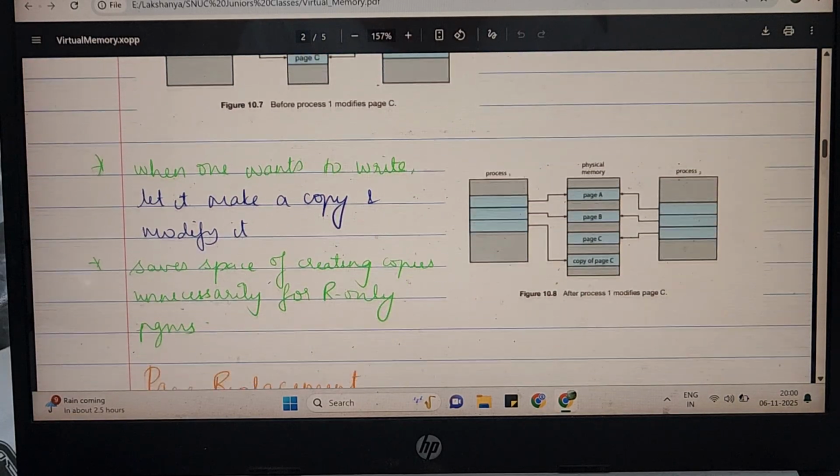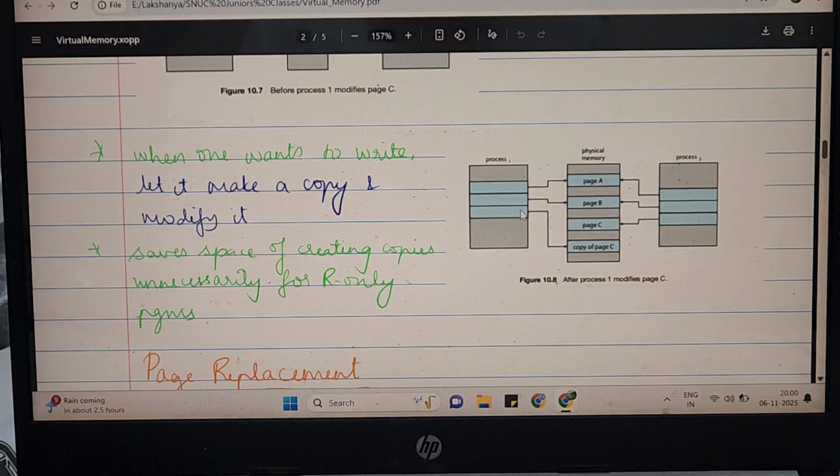But if one of them wants to write, then you'll create a copy of that particular page, and that process gets a separate copy. Now this again is something we've discussed multiple times. Two or more processes reading concurrently is fine, but if one wants to write, then there is a possibility of a race condition. Whether it's write-read, read-write or write-write, there is a possibility of a race condition.